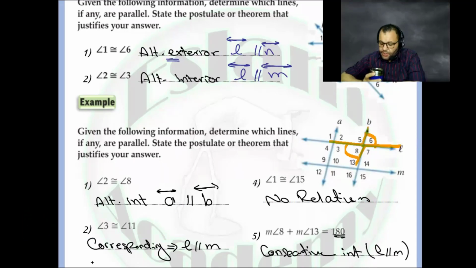What is the relation between the angles? Condition means you need to find the relation. What is the relation between angle 6 and angle 8? They are vertical opposite angles. Does it give you parallel or not?